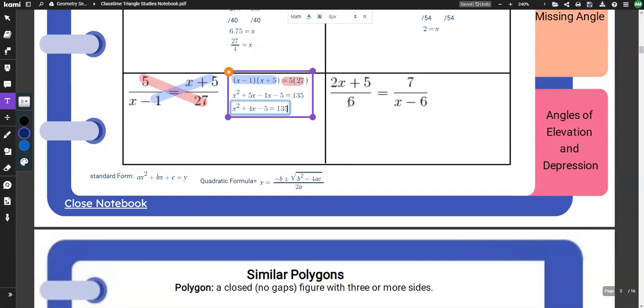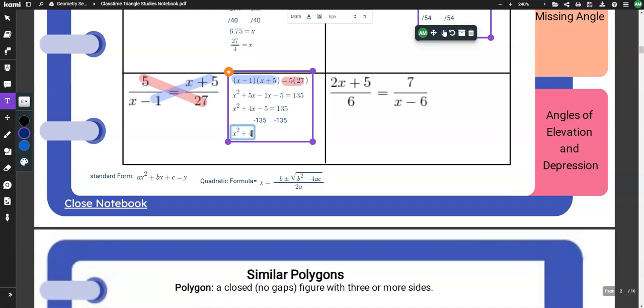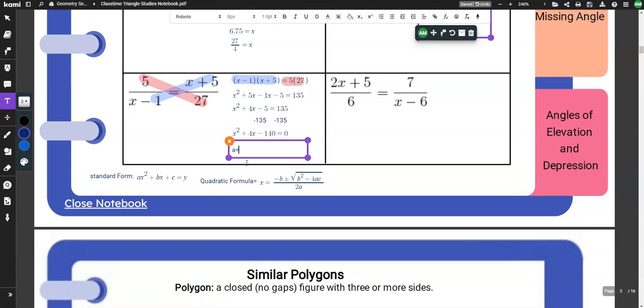First, we need to set this equal to 0, and we're going to do that by subtracting 135 from both sides. You don't actually have to show that particular step. We do get x squared plus 4x minus 140 will be equal to 0. Okay, so now we have our a, b, and our c based on this equation here. So if we do this, we will see that a is equal to 1, b is equal to 4, and c is equal to 140, or negative 140, sorry.